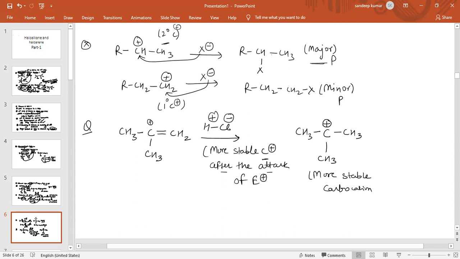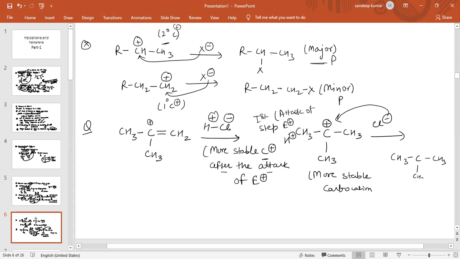So now what happens? In the first step there is attack of electrophile, and the electrophile there is H plus. Now which is remaining there? Cl minus. Now Cl minus will attack on this, and the product obtained is (CH3)3C-Cl. So this is basically the major product according to the mechanism.